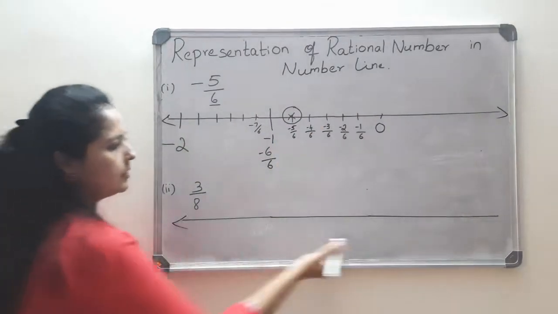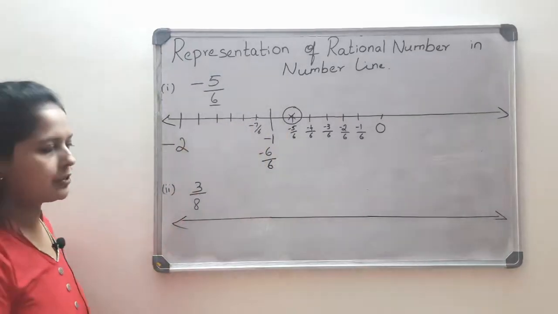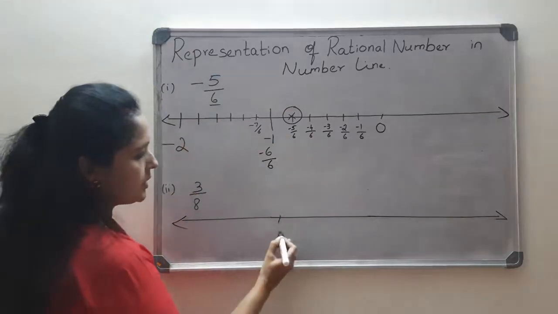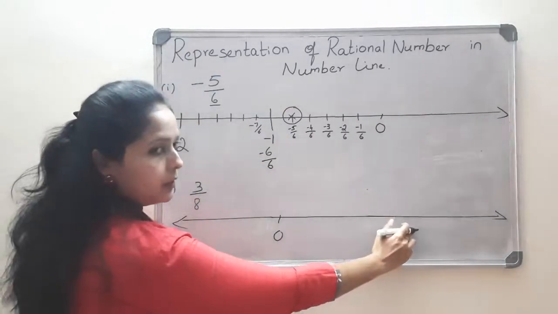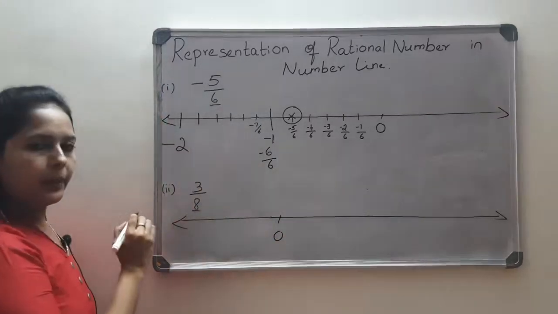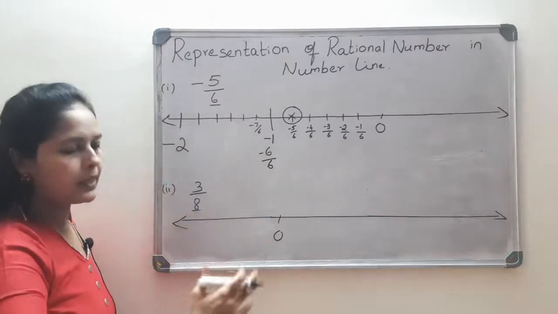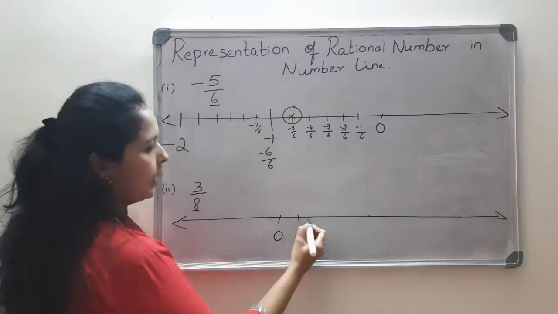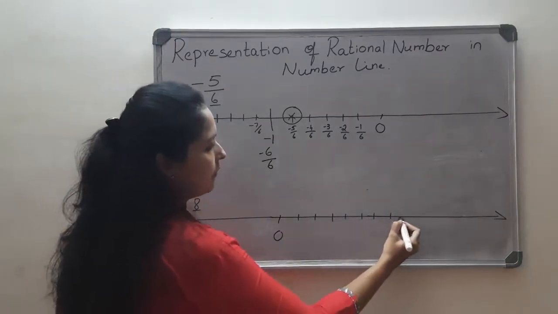Look at this one. This is 3 by 8. This is a positive rational number. So I am going to start from the right hand side. What I said, you should not place the 1, right? Before placing the 1, look at the denominator. What is the denominator? 8. We are going to split it into how many equal parts? 8 equal parts. So 1, 2, 3, 4, 5, 6, 7, 8.